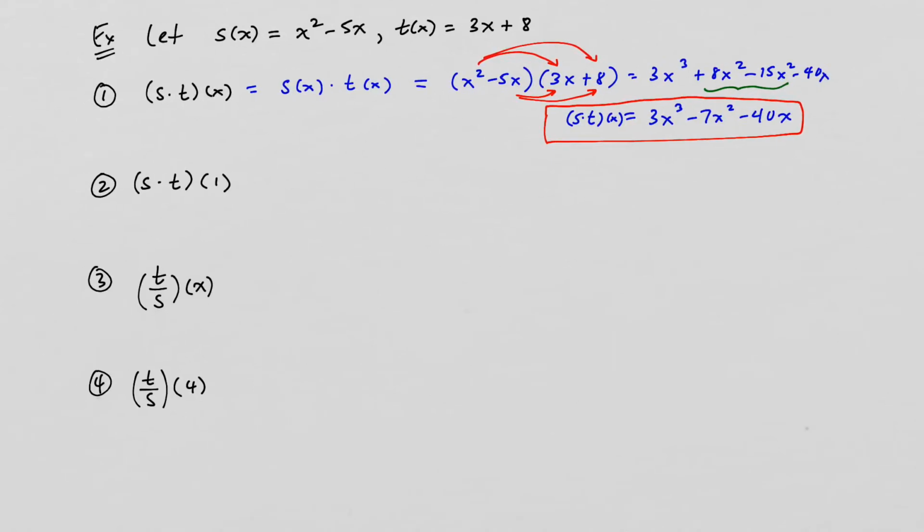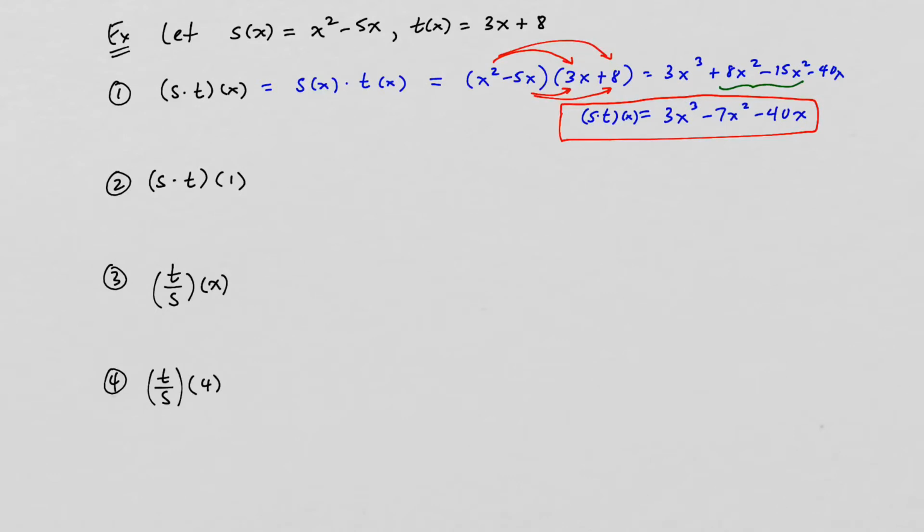All right, now for the second example, we want to find s times t of 1. So that means we want to plug the value x equals 1 into the function s times t. Well, the function s times t is right here. This is s times t of x. So if x equals 1, all we have to do is plug 1 into that function.